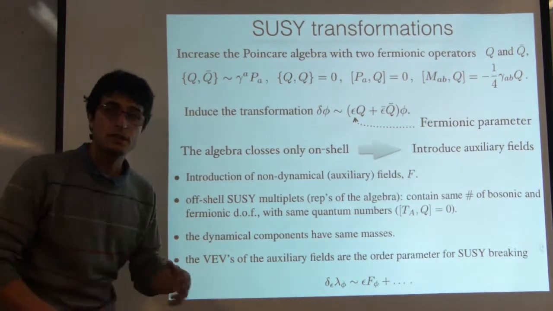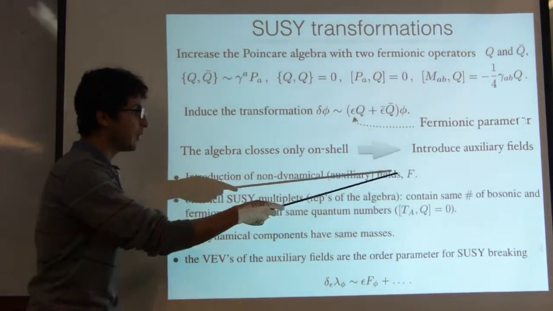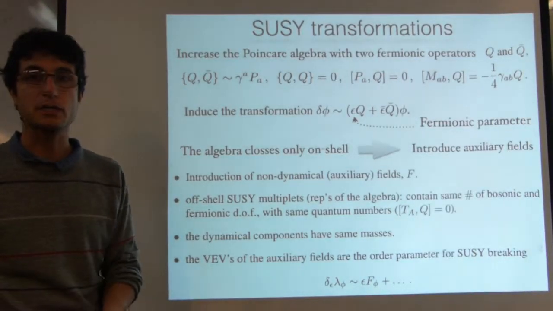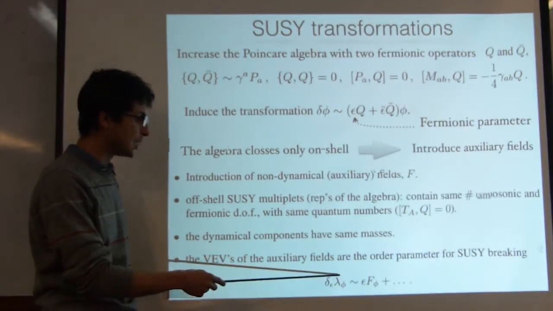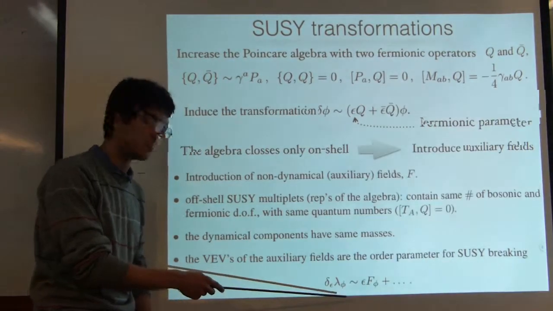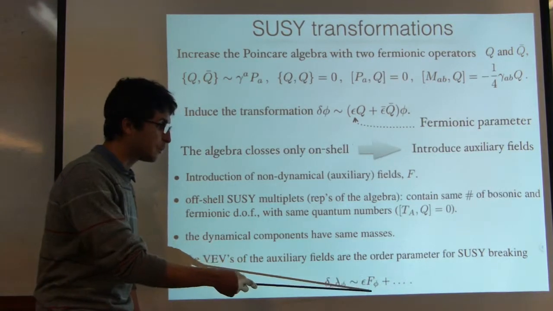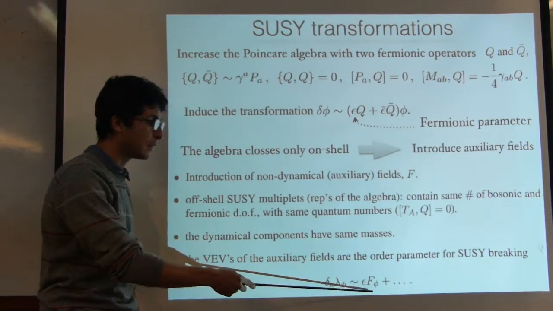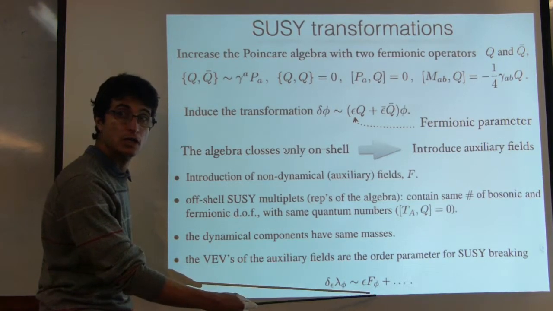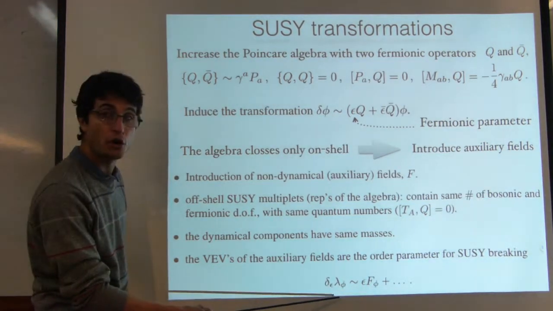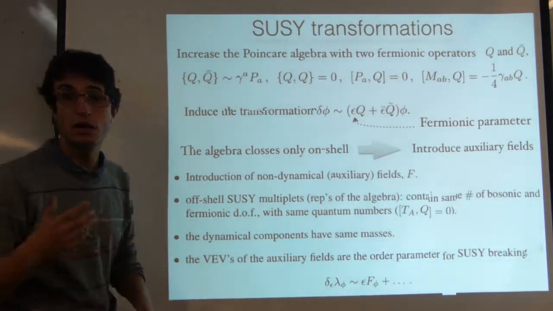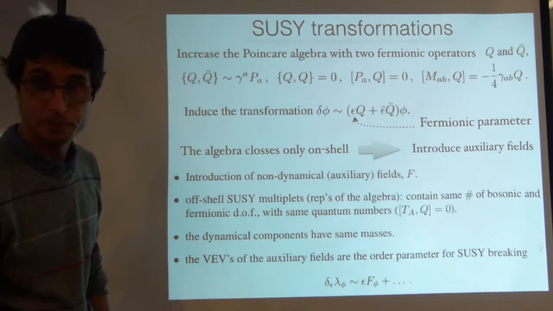But I want you to notice here that these auxiliary fields also will tell you when supersymmetry is spontaneously broken. Indeed, when you check the transformation of the fermionic part of the multiplets, they transform in this way. So if this field acquires a non-vanishing expectation value, you get something that transforms non-linearly under supersymmetry. That is a special feature of spontaneously broken symmetries.